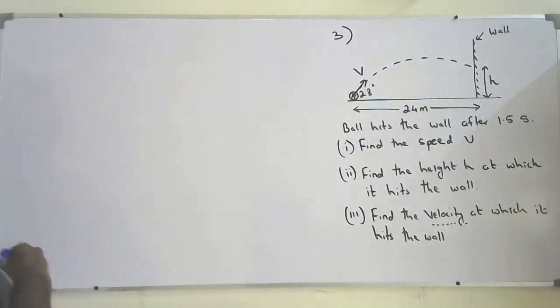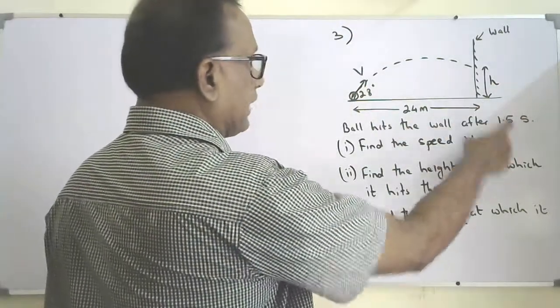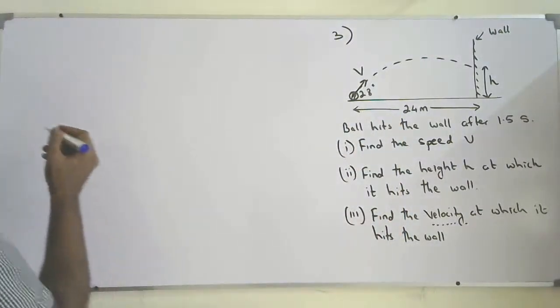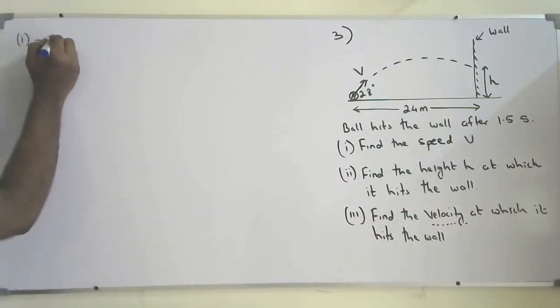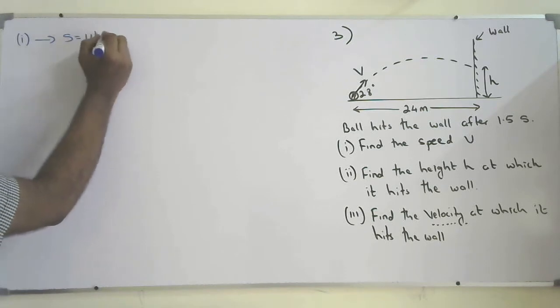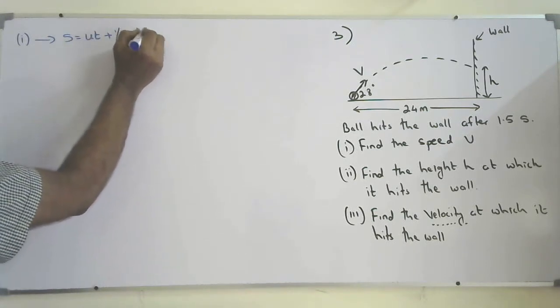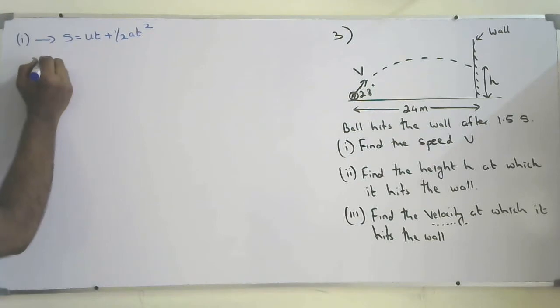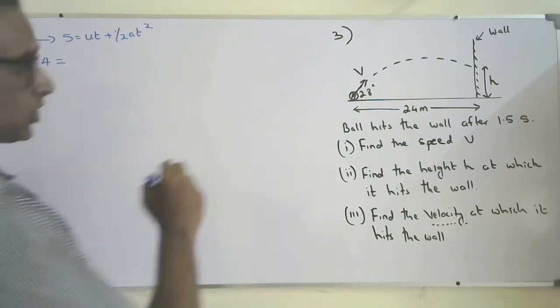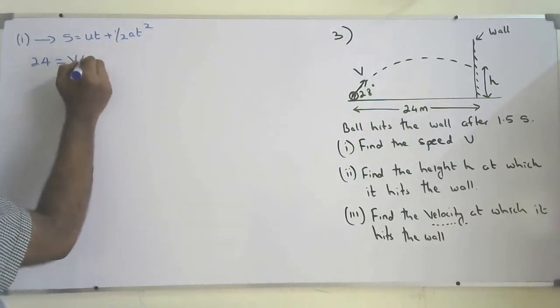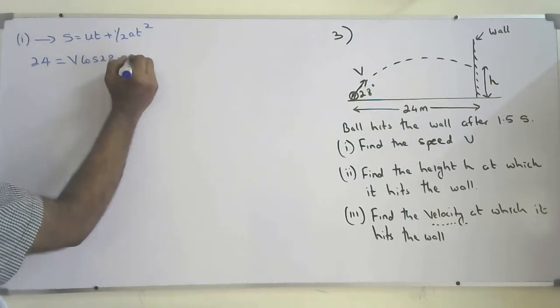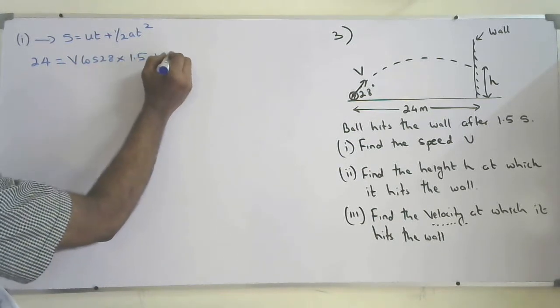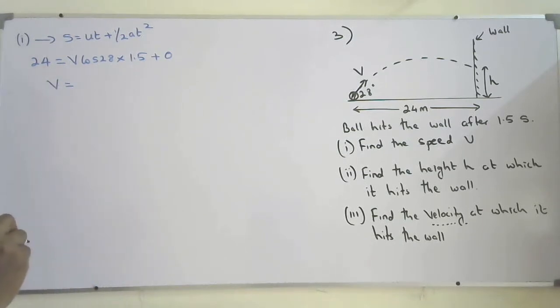Okay, so for the first part, I know the horizontal displacement, I know the time, and I know the angle. So I can use horizontally s equals ut plus half at squared. S is 24. Initial horizontal velocity is v cos 28, into the time, which is 1.5 given. Horizontally, no acceleration. Find v. So you will get a value of v for the first part: 18.1 meters per second.